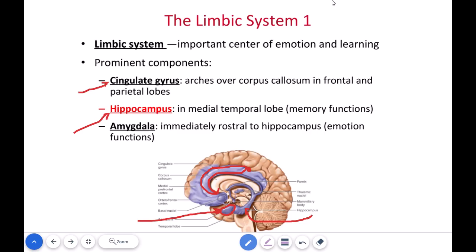As we look at our limbic system and the structures involved, some of those key structures include, let's shift back to red here, the hippocampus, which is involved with taking short-term memory and converting it to long-term memory. And then we'll have our amygdala, directly rostral or anterior to the hippocampus. We'll also have the cingulate gyrus. Our cingulate gyrus is right here, directly superior or superficial to the corpus callosum.